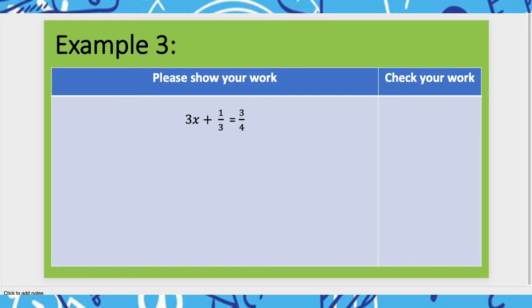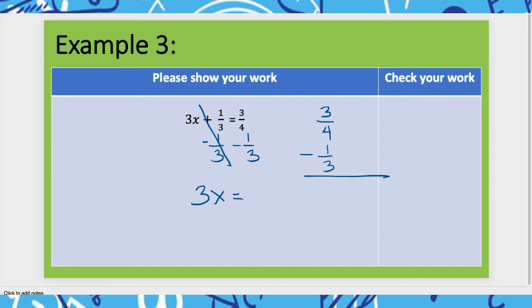All right, looking at example 3. This is a two-step equation, and I need to solve for x, and I'm going to use inverse operations and reverse order of operations. So my first step would actually be to subtract 1/3 from both sides. If I subtract 1/3 from the left side, it becomes 0, and I just have that 3x by itself. And if I subtract 1/3 from 3/4, well, before I can do that, I need to find a common denominator, because I can't subtract fractions with two different denominators.